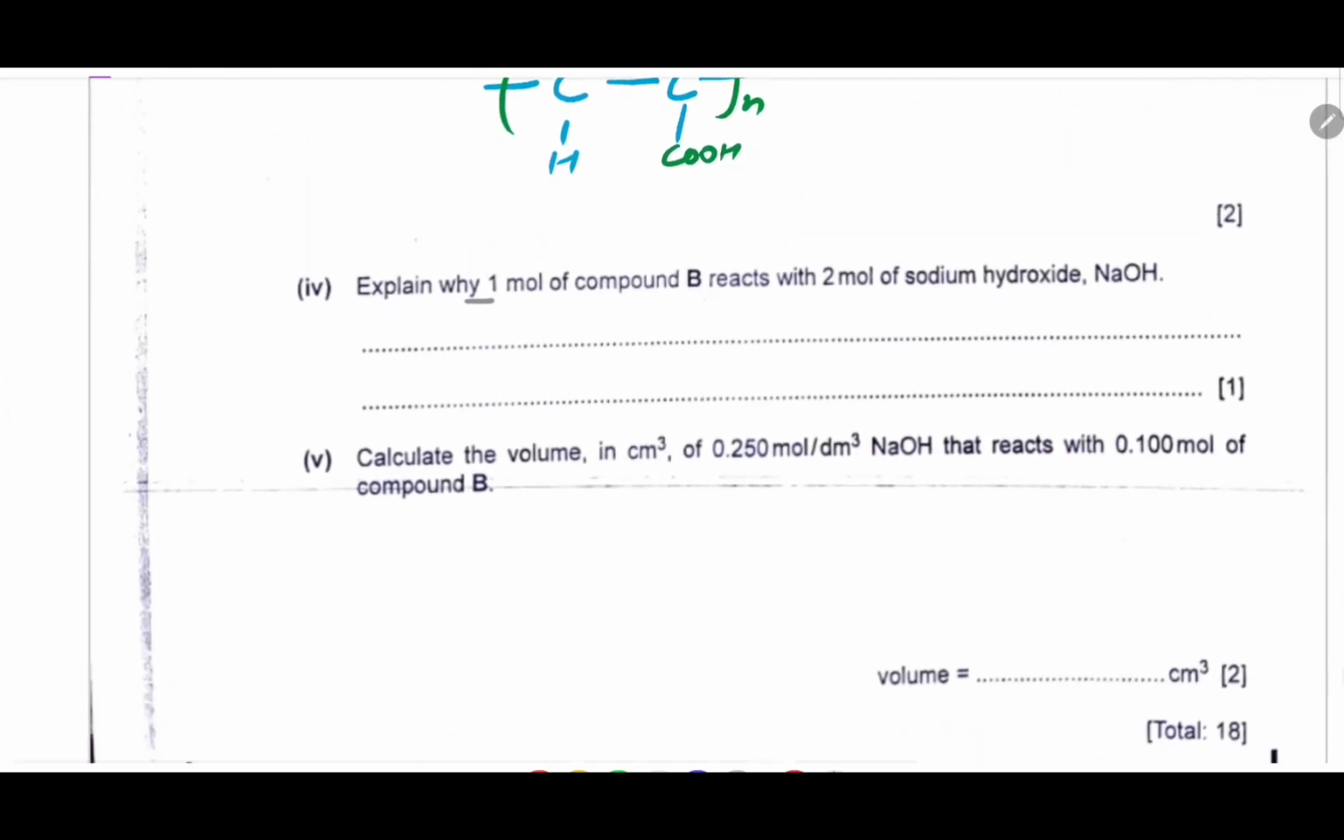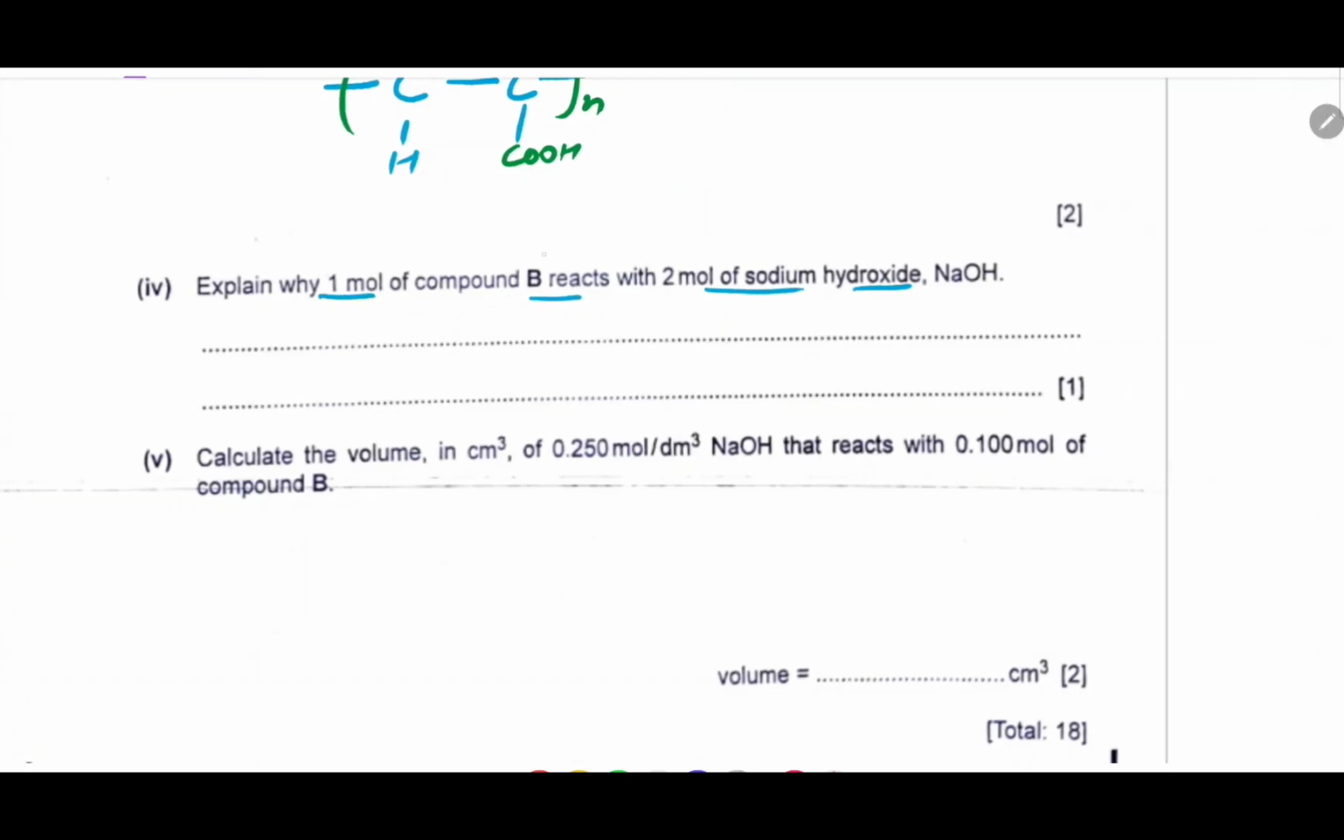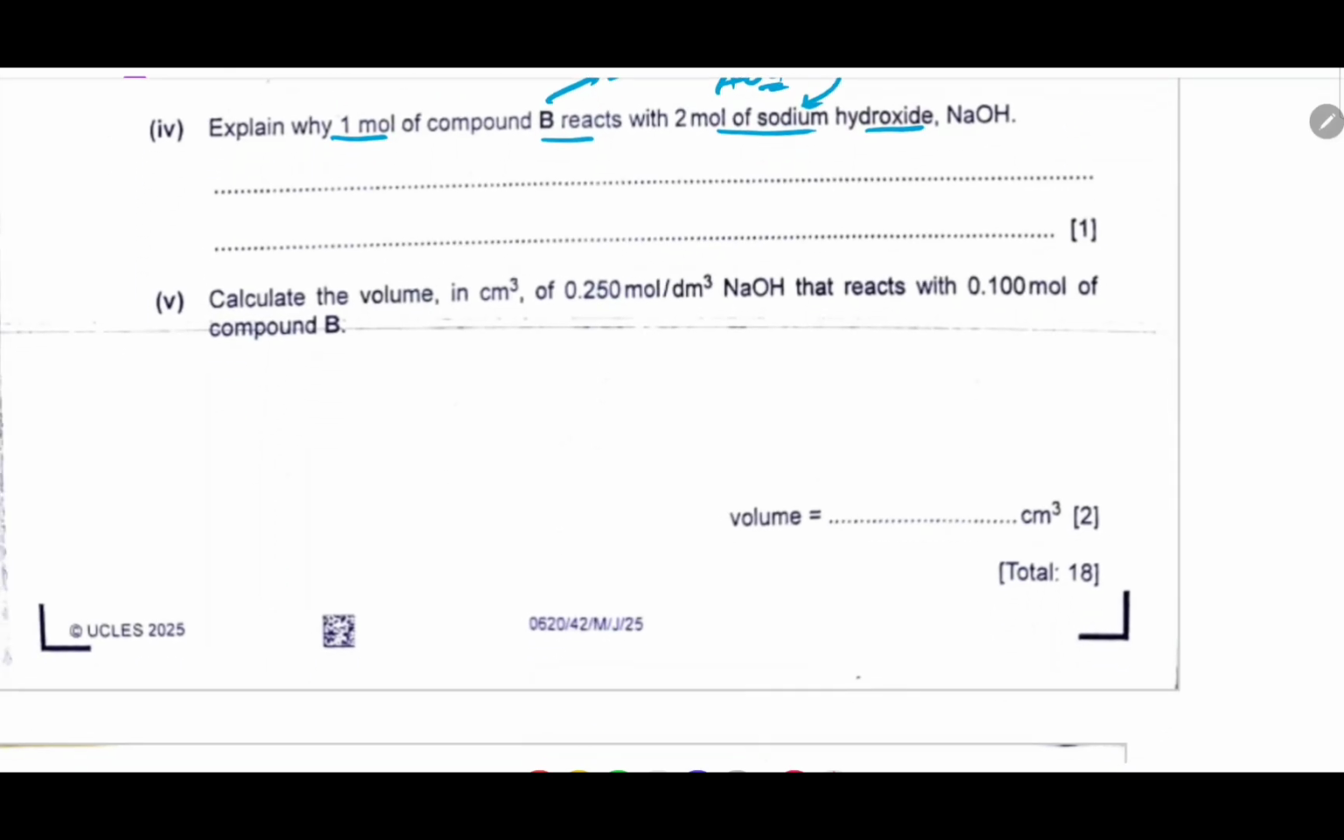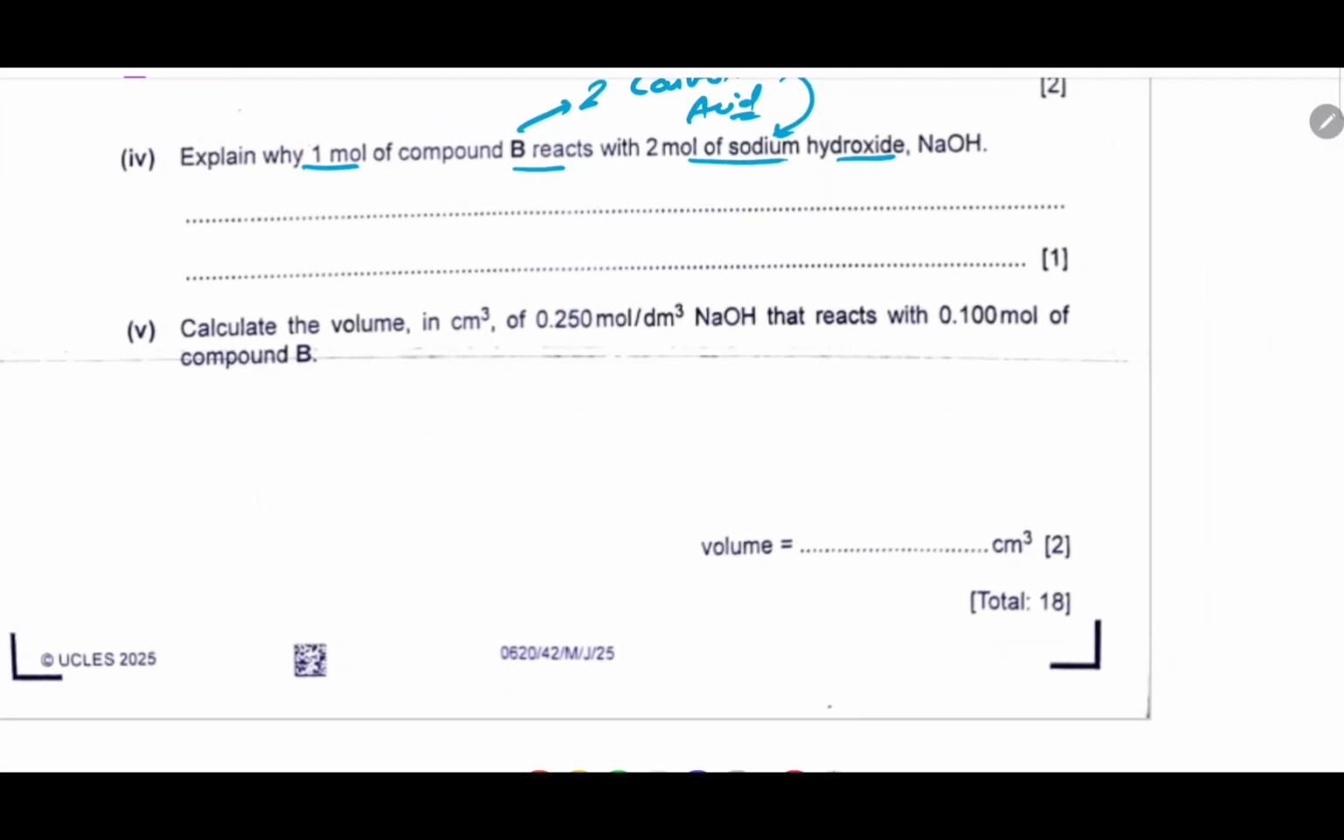Clear? Explain why 1 mole of compound B reacts with 2 moles of sodium hydroxide. Since compound B contains 2 carboxylic acid groups per molecule, these two will react with 2 moles of sodium hydroxide. Hence the answer is that 1 mole of B reacts with 2 moles of sodium hydroxide, forming the sodium salts.